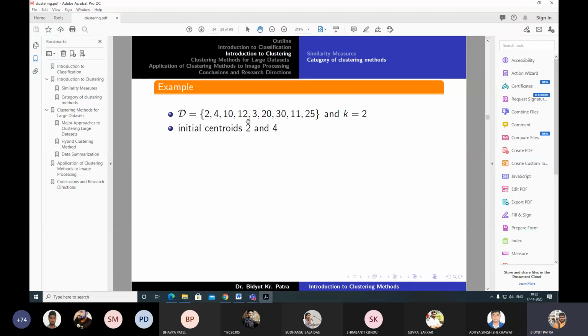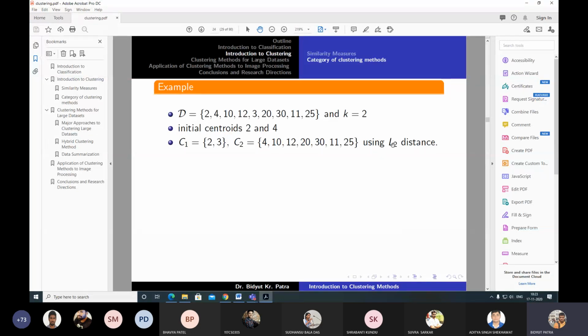Now you do the same for 10. The distance from 10 to 2 is 8, and from 10 to 4 is 6, so the closer is 6. Similarly, 12 will also be closer to 4. For 3, the distance from 3 to 2 is 1 and from 3 to 4 is 1. Wherever the distance is the same, we can arbitrarily assign the point to any one of the clusters. In this example, we assign the point to centroid 2. The rest of the points will obviously be assigned to centroid 4. So C1 will have the points 2 and 3, and C2 will have all the rest of the points.